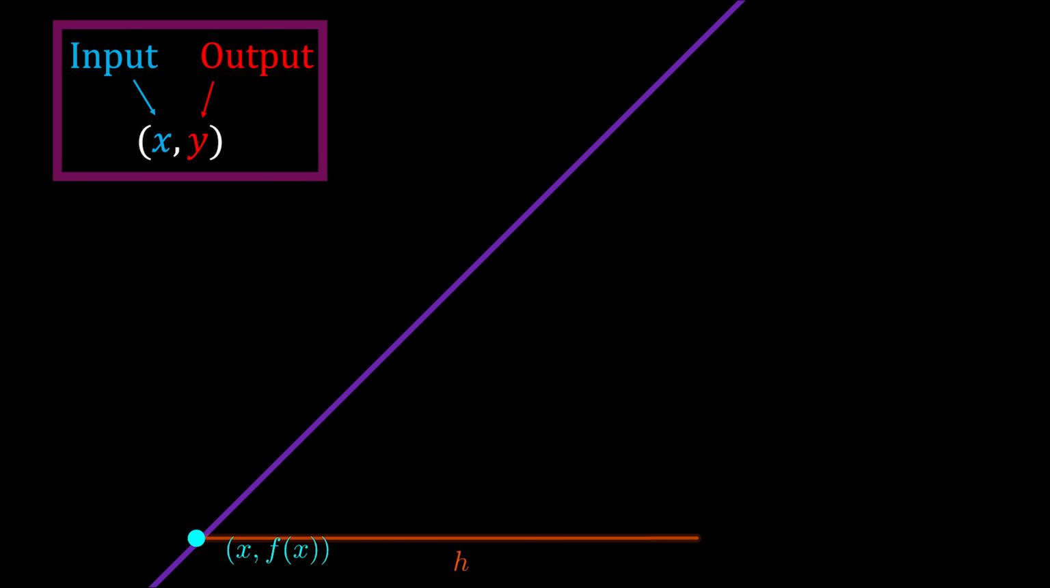Now what I'm going to do is choose another point on the x-axis that's not x, but is a distance of h away from x. If x plus h is my input, and the name of my function is f, then its output would be f of x plus h, since my output is the result of x plus h being transformed by f.